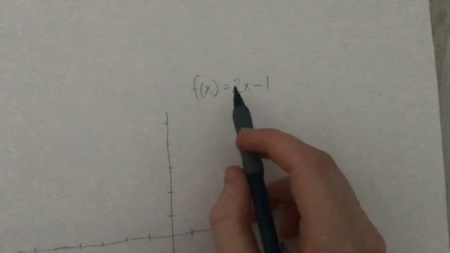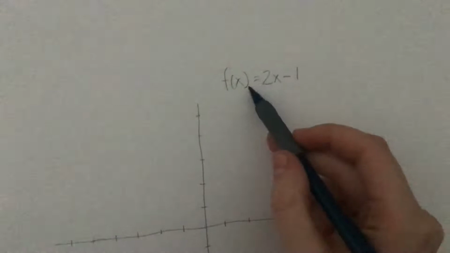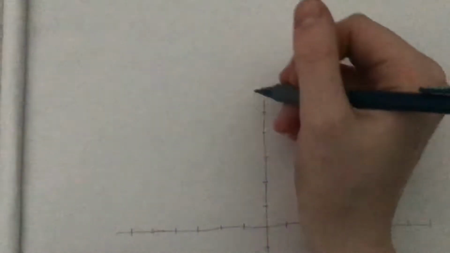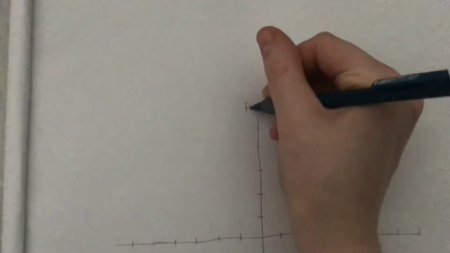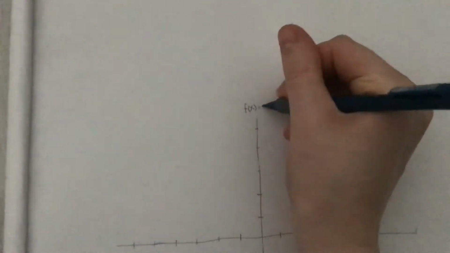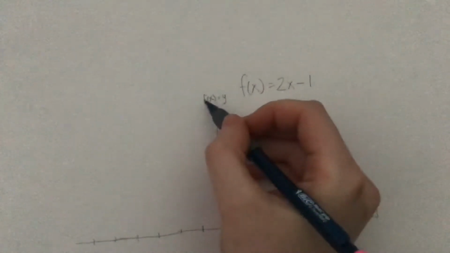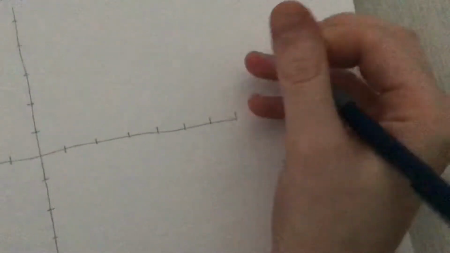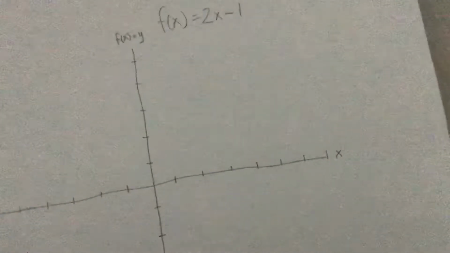This here is our function. f(x) is equal to 2x minus 1. Okay? f(x), let's just say that's this axis, or y. I'm just going to say this is y, just right here. This is the axis. They call this the y-axis, but we're going to call it the f(x) axis. This is the x-axis, okay?